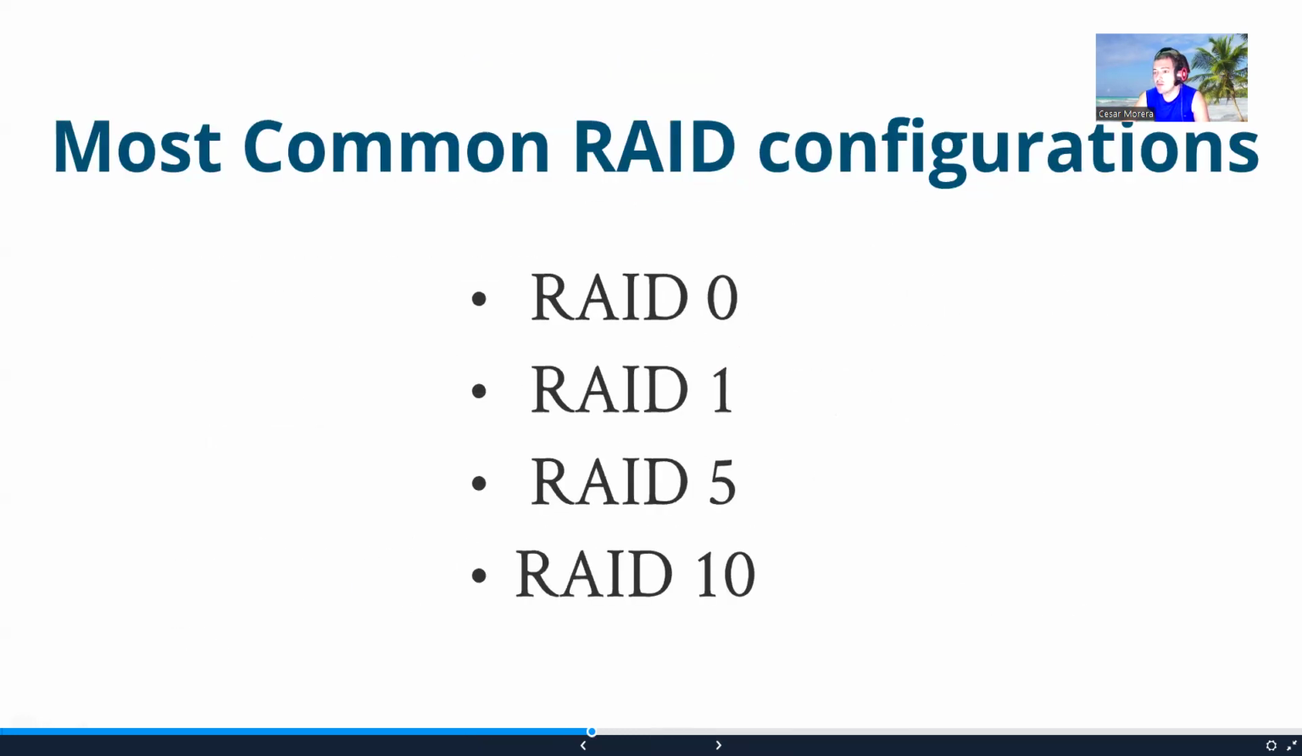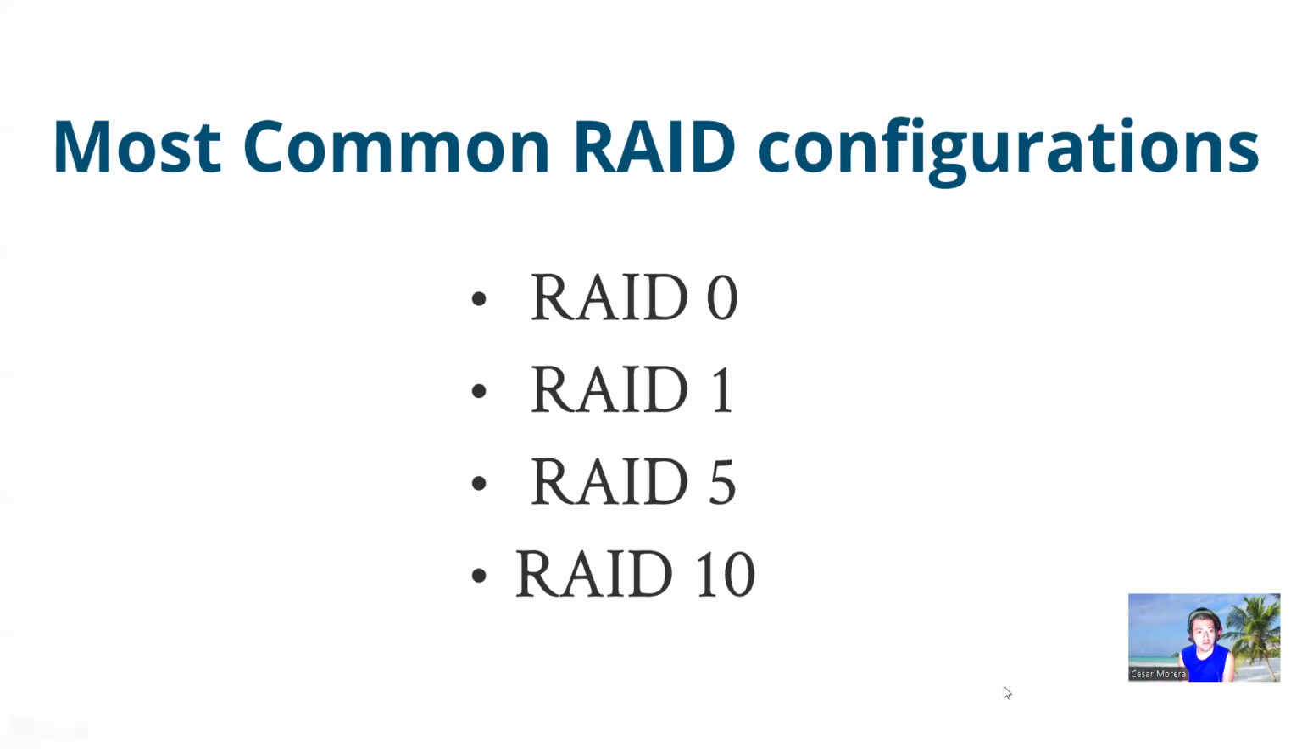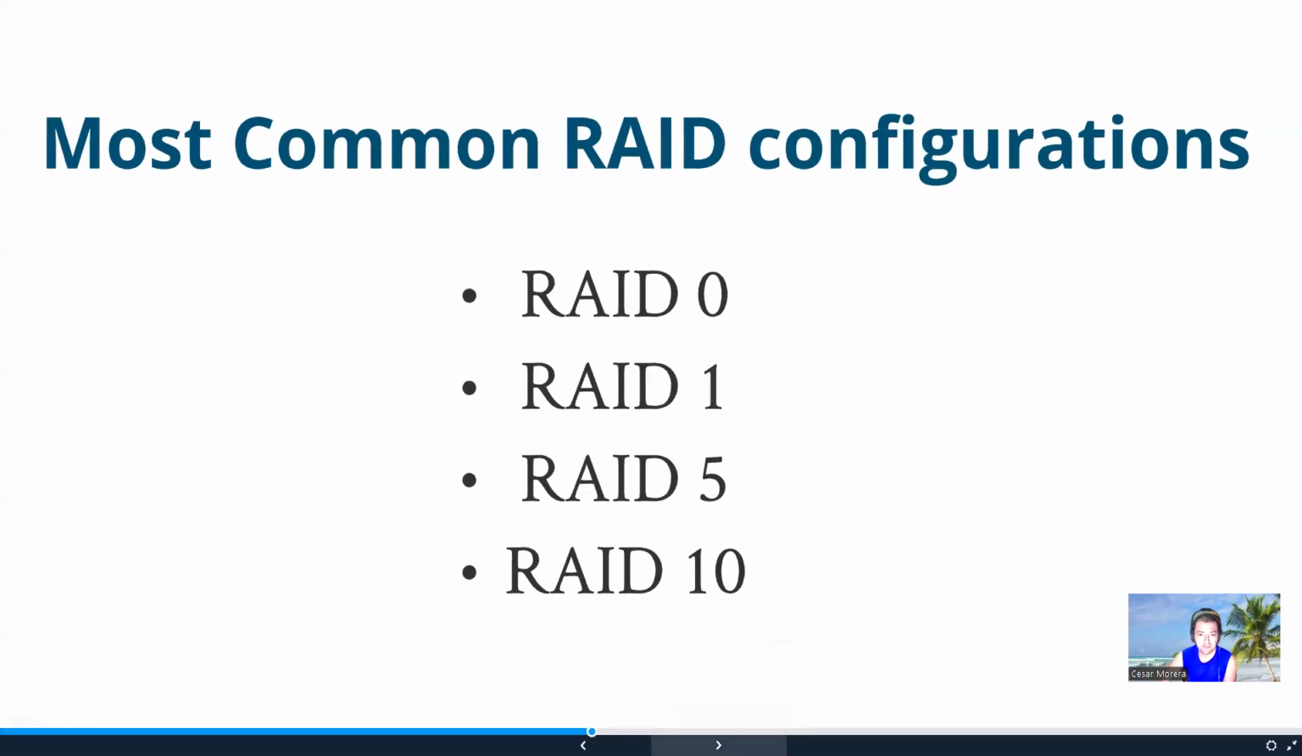Let's go with the most common RAID configurations. I need to move myself from there for a little bit so you can see the presentation better. So the most common RAID configurations are RAID 0, RAID 5, RAID 1, and RAID 10. Let's continue.